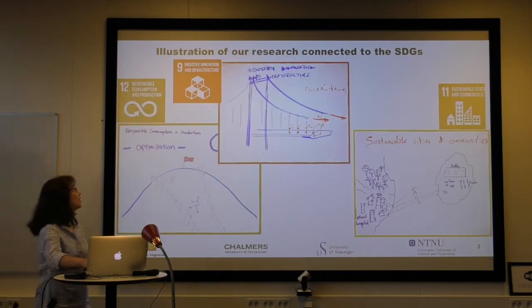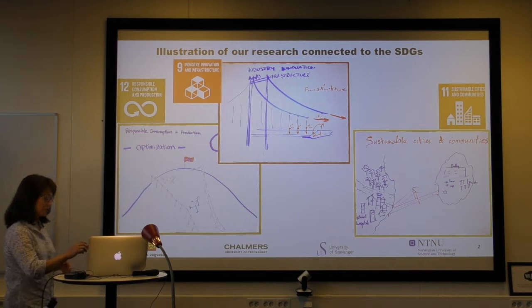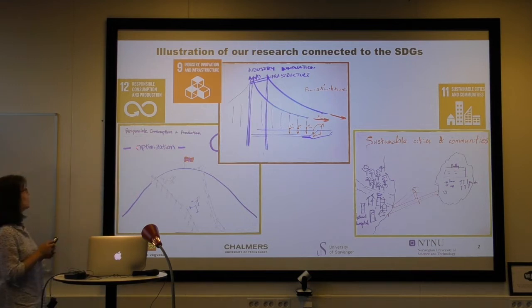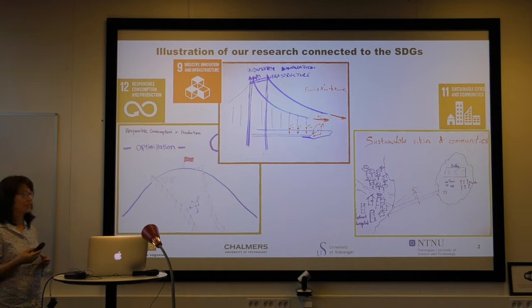Okay. So here's the illustration of the research connected to the Sustainable Development Goals. So the first one is related to responsible consumption and production, because Maria is working on the optimization of the electric grid. For the E39 project, there will be many electric cars circulating. So that will affect the whole electrical grid system. So she wants to make it as efficient as possible.